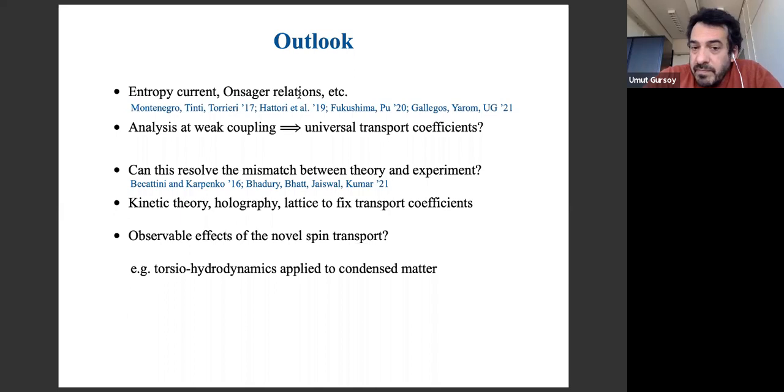And in general, let me end with the general note whether there will be some observable effects of this novel spin transport. For example, in condensed matter systems where dislocations are playing an important role is also quite an interesting question. So thank you very much for your attention.